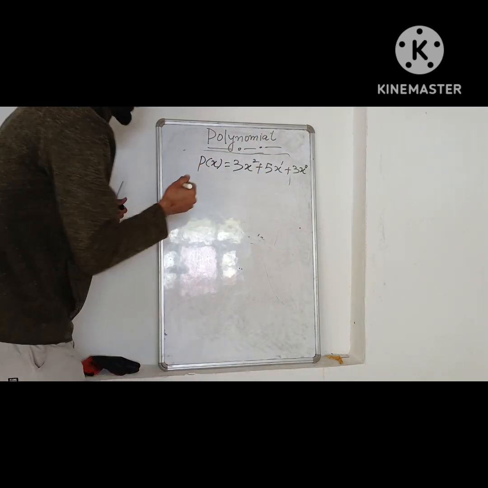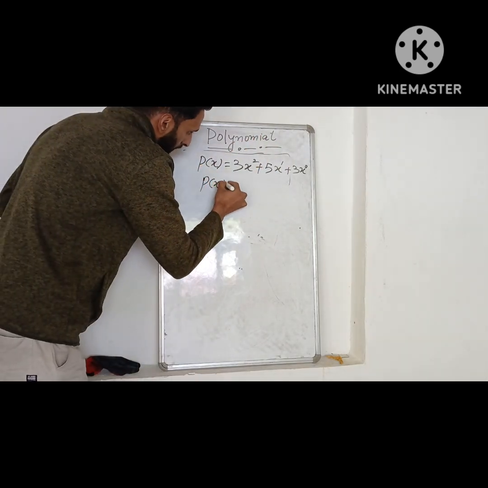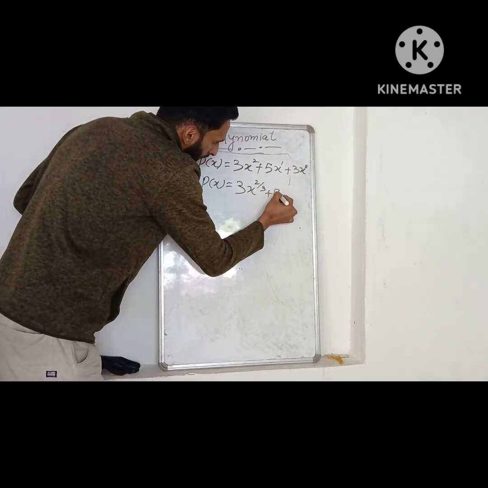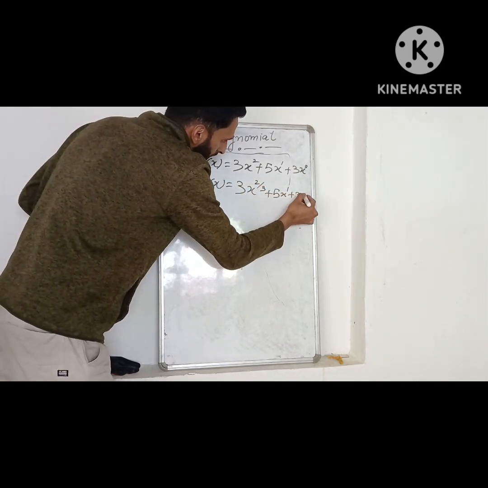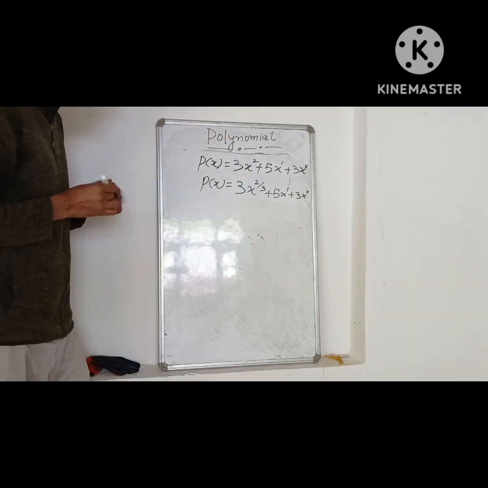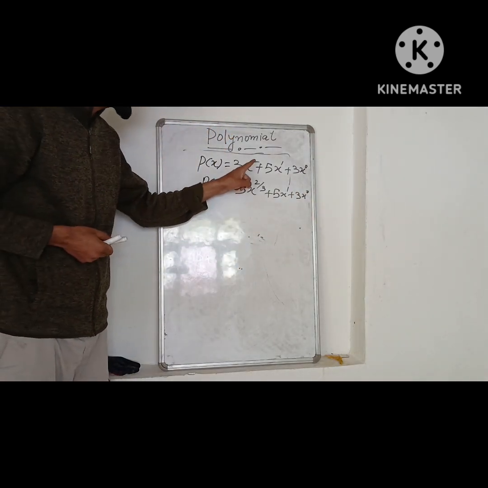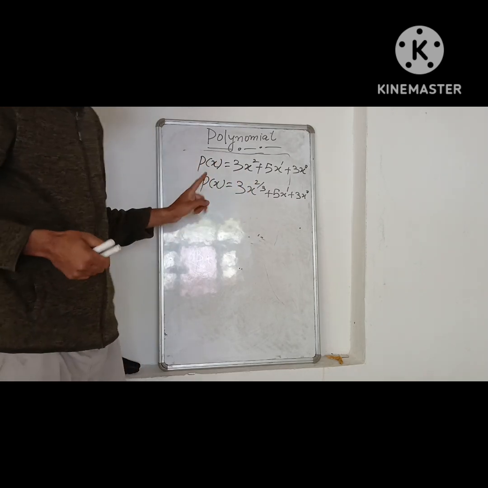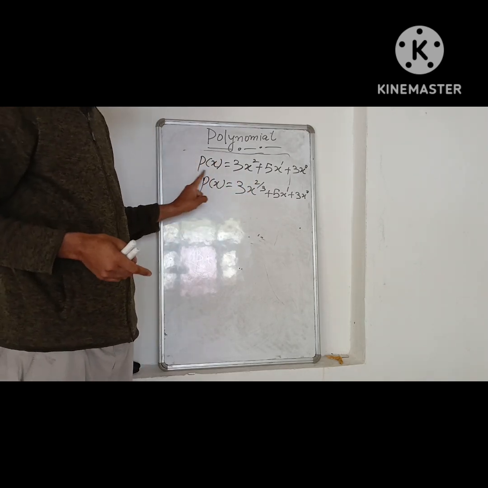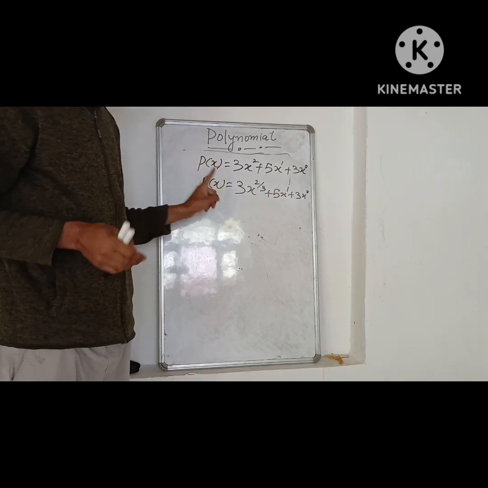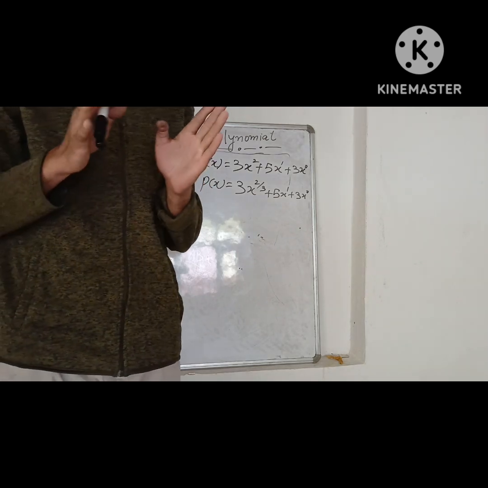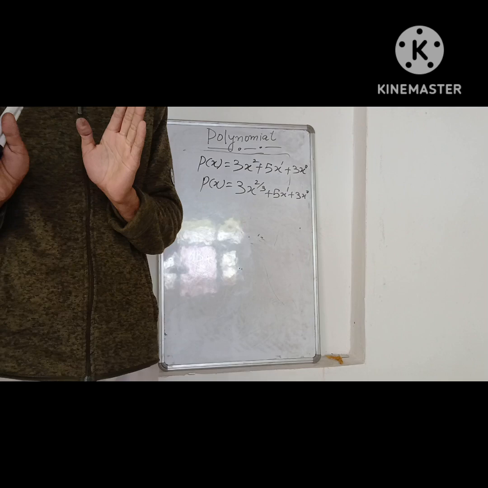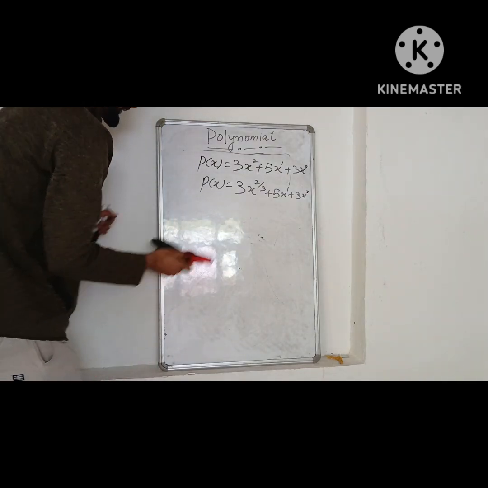If I am taking p of x is equal to 3x power 2 divided by 3 and 5x power 1 plus 3x power 0. Here the difference is that x has power 2 divided by 3. This is not a polynomial because this is an algebraic expression. Algebraic expression has the powers in the form of rational numbers. Okay, you got the difference between polynomial and algebraic expression? Okay, thank you.